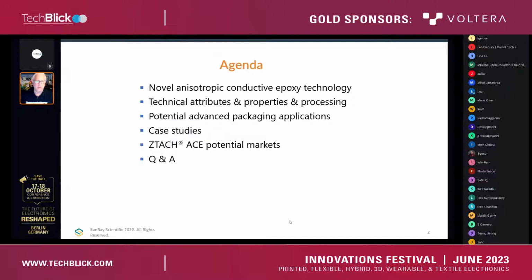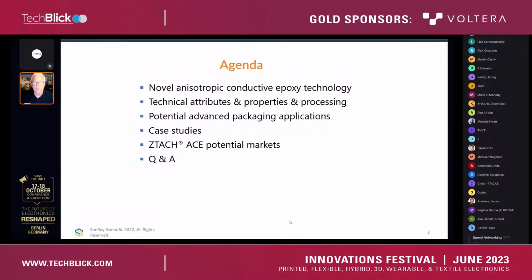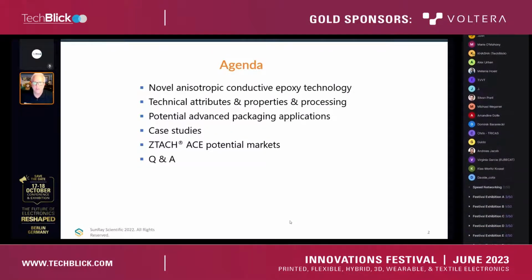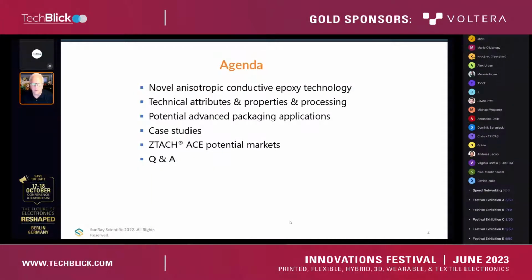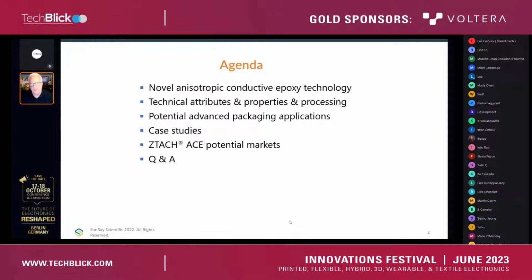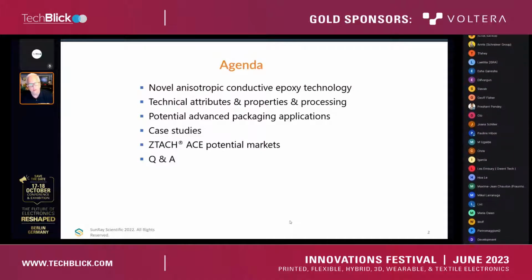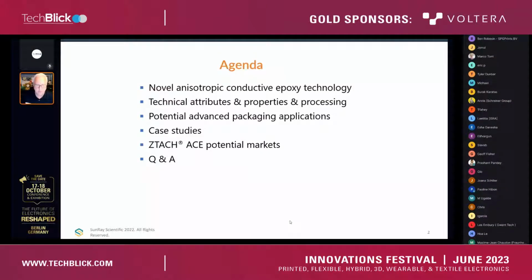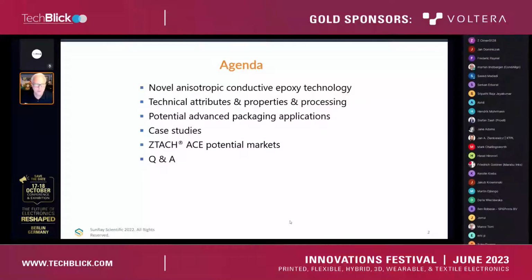So the agenda really quickly is to give a brief description for those who are not familiar with our anisotropic conductive adhesive epoxy, to talk a little bit about the technical attributes as well, then get into some potential advanced packaging applications and use cases. We'll talk about some of the potential markets. Actually, I kind of reversed that and put the markets up front, and then we'll try to save some time for a quick Q&A session. I realize we're a little behind schedule, so I'm going to try to get through this quickly for everyone.